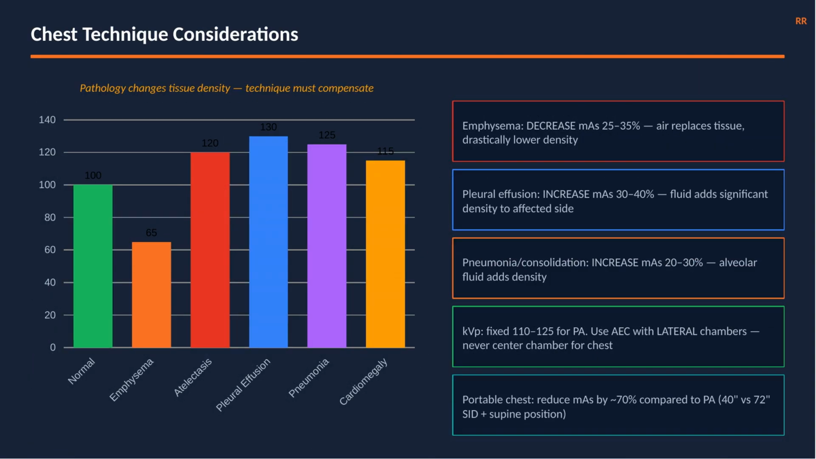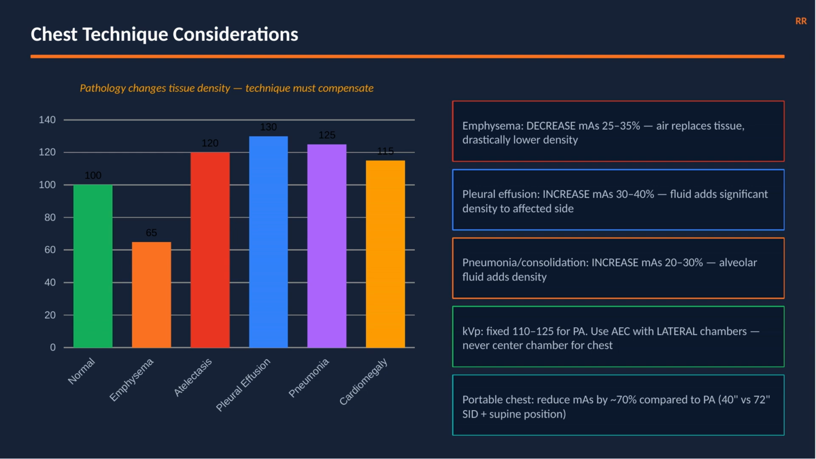The bar chart on this slide shows relative MES adjustments for common chest pathologies compared to standard technique. 2 directions: increase or decrease. Emphysema. Decrease MES by 25 to 35%. Emphysema destroys alveolar tissue and replaces it with air. Air attenuates the beam far less than normal lung tissue. Standard technique produces an overexposed, too dark image. This is a destructive pathology.